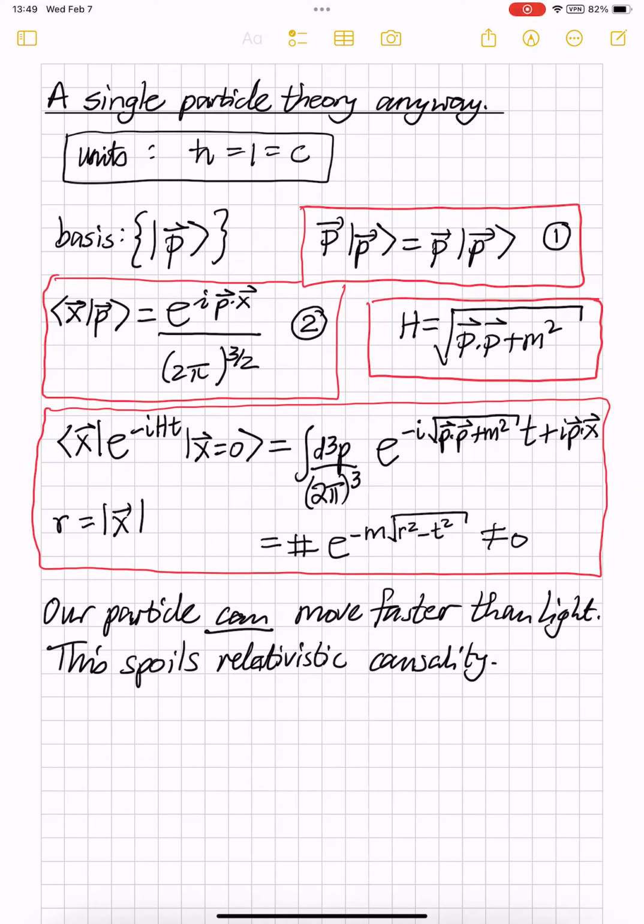Well, that doesn't make any sense. It's not sensible, so this is not a good theory. But what we should ask ourselves is, where did we make the mistake? I mean, we haven't assumed very much.